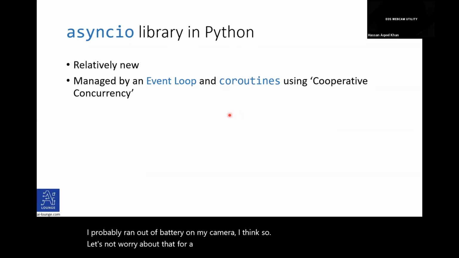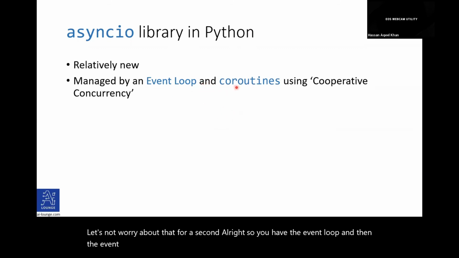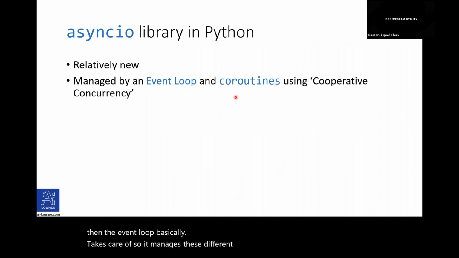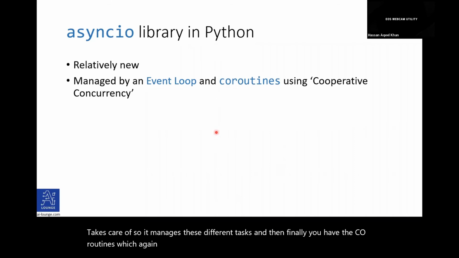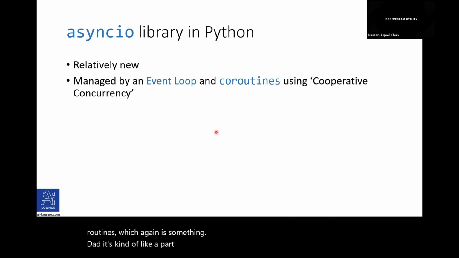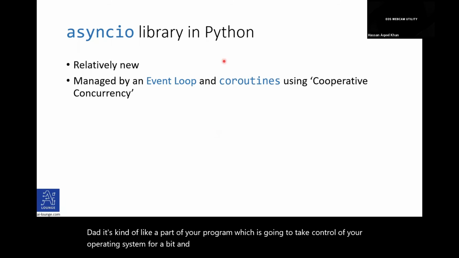All right, so you have the event loop, and the event loop basically manages these different tasks, and then finally you have the coroutines, which is kind of a part of your program that is going to take control of your operating system for a bit and then return that control after a while.